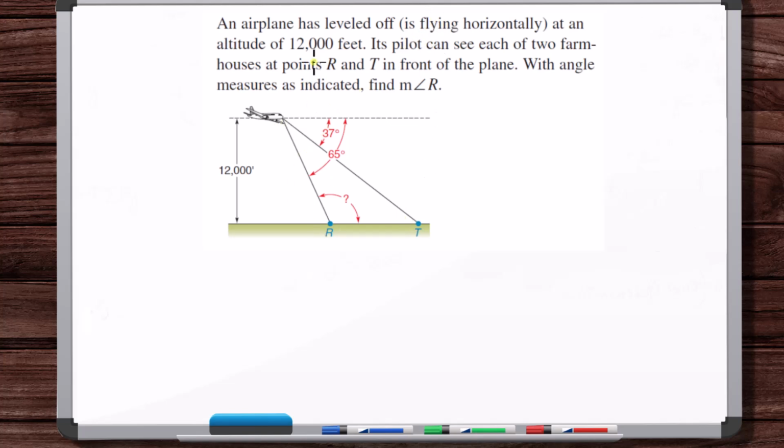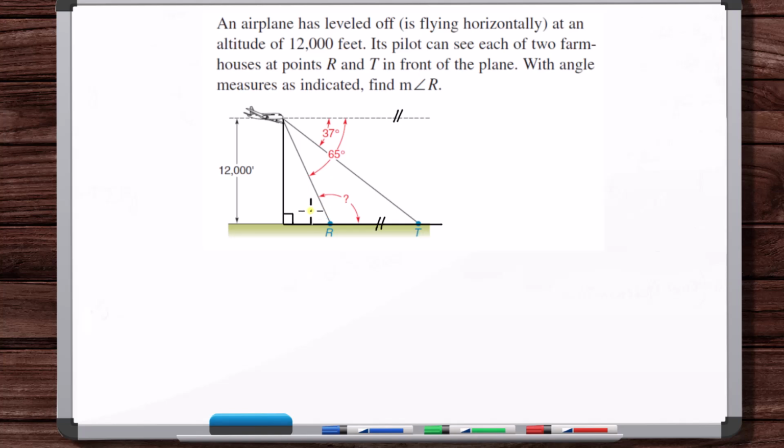Okay, so we've got these two farmhouses at points R and T in front of the plane, with the angle measures from the horizontal shown here. Now find the measure of angle R. All right, so we can draw this. That would be a right angle. That's 12,000 feet. We could assume that these two lines are parallel, just pointing that out. Maybe we can use alternate interior or exterior angles. So we've got two parallel lines cut by this transversal.